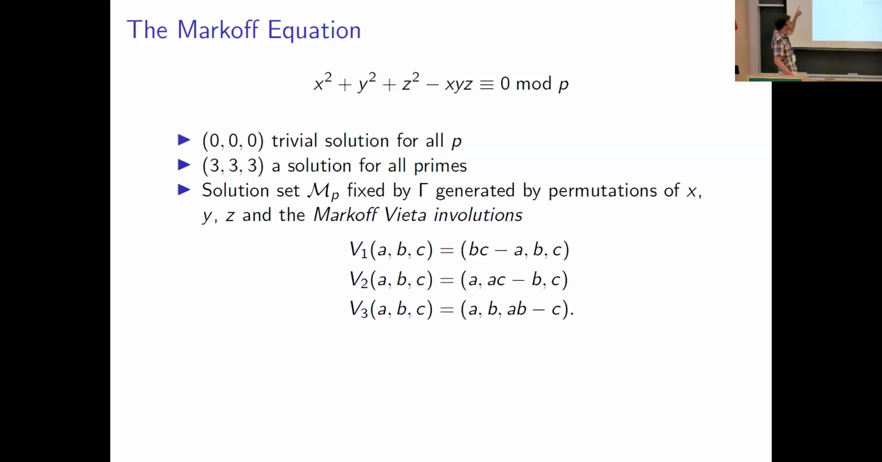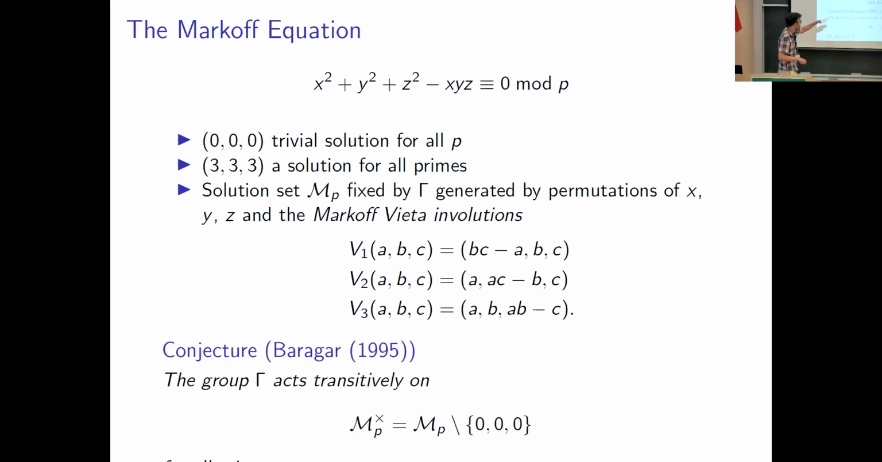Actually, if you start from 3 through 3, you can come up with all of the other solutions. Well, over the integers, you can come up with all of the other solutions via these 3 so-called Vieta involutions, where you take one of your coordinates and you swap it out. This is equivalent to fixing 2 of your variables and then solving the quadratic in the remaining variable, and then flipping over to the other root. So we have a conjecture that for all primes p, these 3 involutions will actually generate all of the solutions for the Markov equation, starting from 3 through 3.